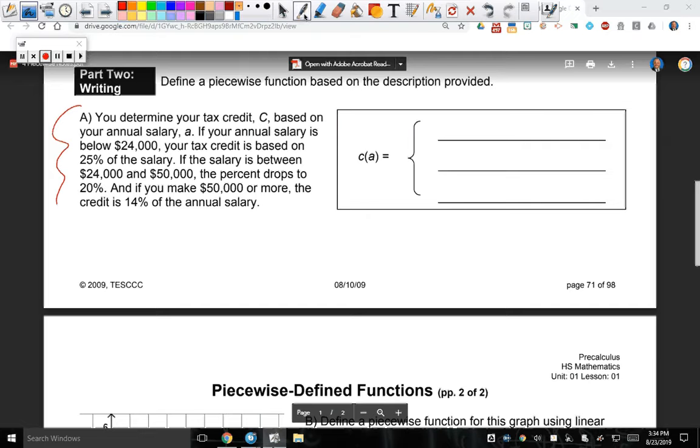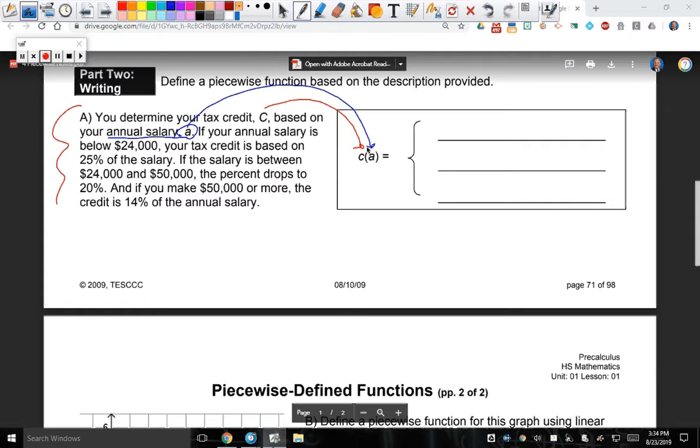Determine a piecewise function based on the description provided. You determine your tax credit, C, based off of your annual salary, A. So if your annual salary is below $24,000, what does that look like? If you're using letters, and I say your annual salary is below $24,000, what would you write and where would you write it? Okay, so look, I heard both of them. I heard X, and I heard A. We're going to use A because our input variable is A.